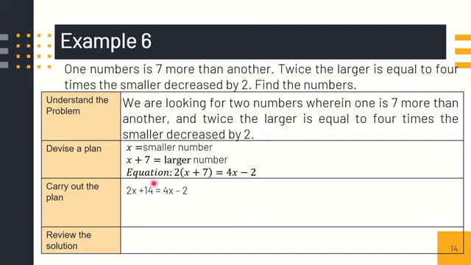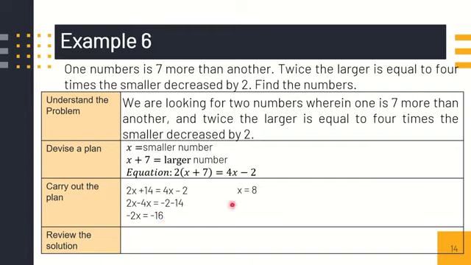We can simplify the equation. So, 2 times x, that is 2x. 2 times 7, that is 14. So, positive 14 is equal to 4x minus 2. And we can combine similar terms. So, lipat natin si 4x sa left side. 2x minus 4x is equal to negative 2 minus 14. So, si 14, nilipat natin sa right side. So, negative 2x is equal to negative 16. And divide both sides by negative 2, our x is 8.